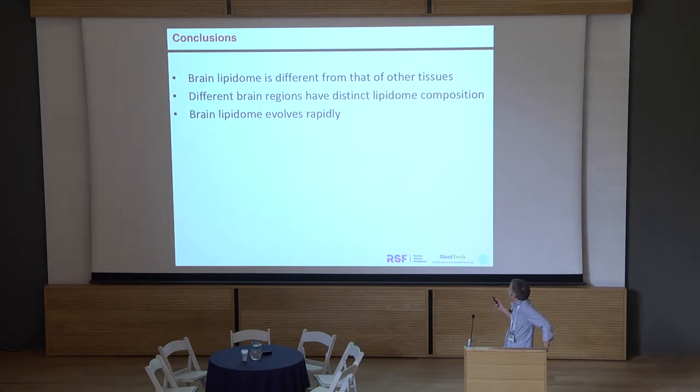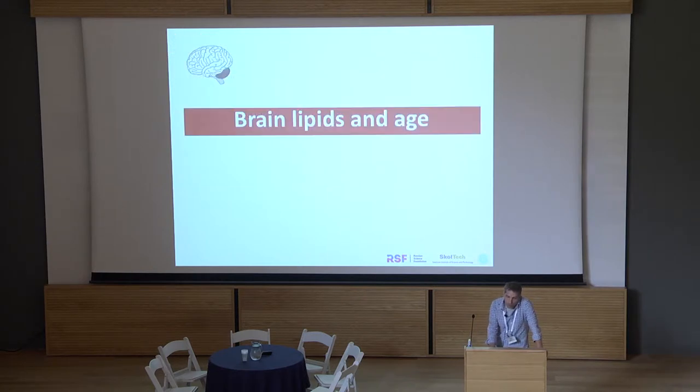So there are differences from brain to other tissues, which was kind of known before, but not to the same level of detail as we learned. But different brain regions have distinct lipidome composition, and the brain lipidome evolves rapidly. So taken from there, we can say, okay, well, this is looking at the adult brain, but our brain changes with age enormously. So would this lipid or fat composition of our brain stay the same at the same age?